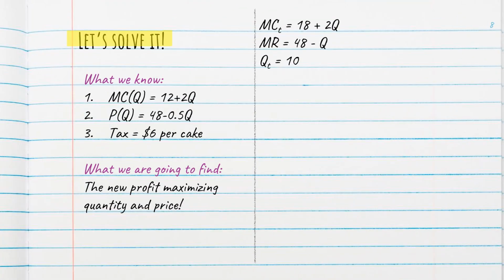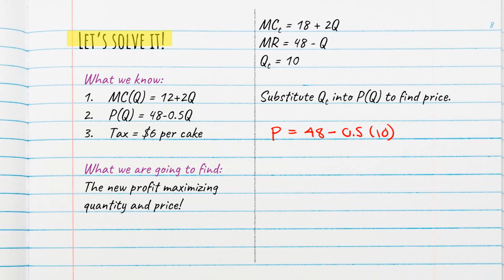Now that we know Q equals 10, the next step is just to substitute that value into the inverse demand curve to find price. So in this case, price is going to equal 48 minus 0.5 times 10. 0.5 times 10 is 5. 48 minus 5 is 43. So the price under the tax is equal to $43.